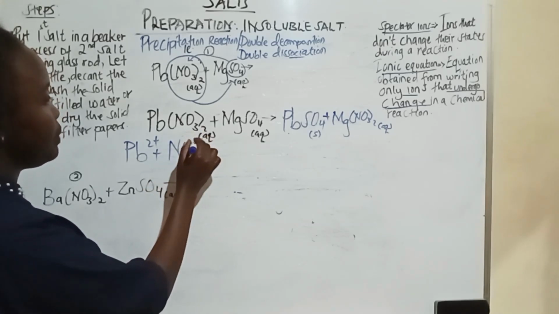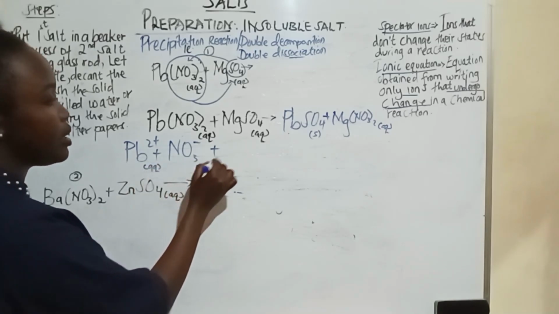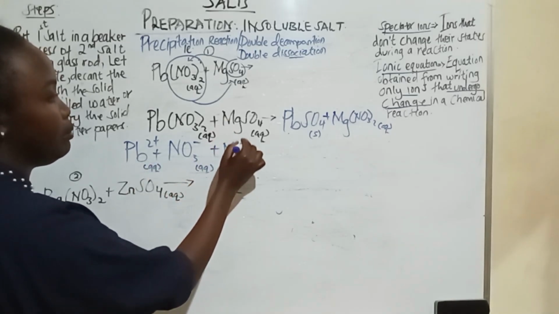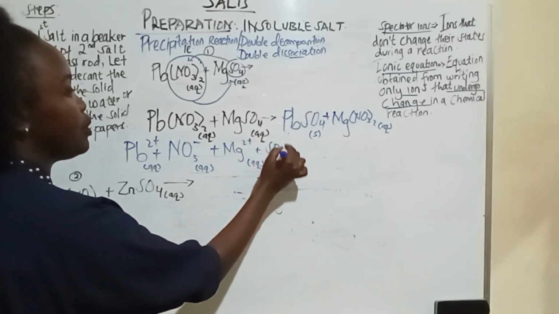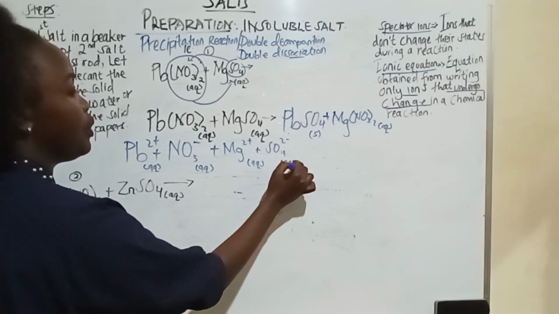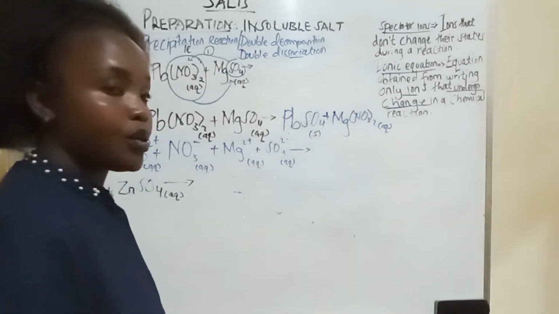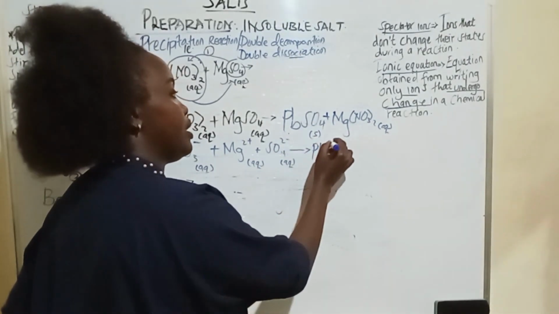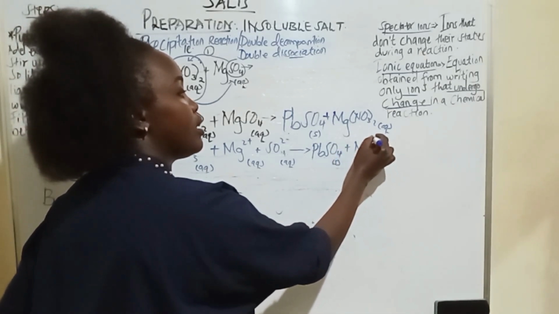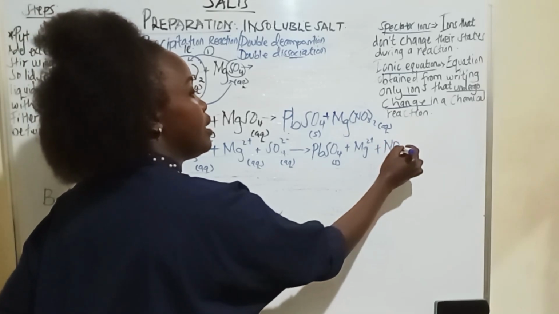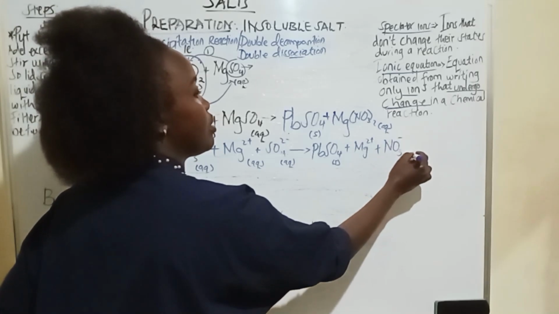Plus the nitrate ions. Also indicate the state symbols because it is important. Plus the magnesium ions here. You add the sulfate ions also to give you lead 2 sulfate or lead sulfate plus magnesium ions plus nitrate ions.